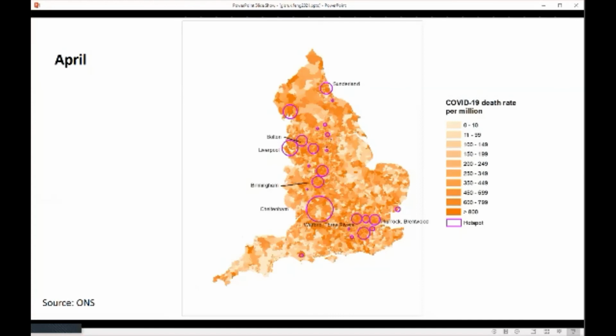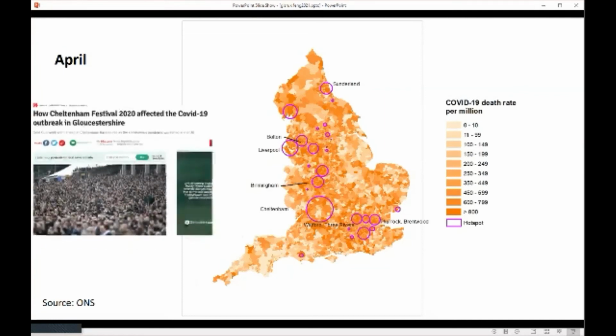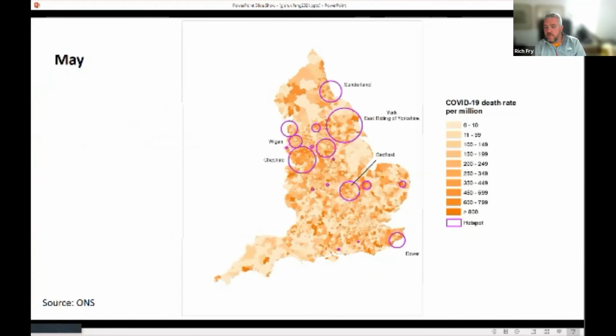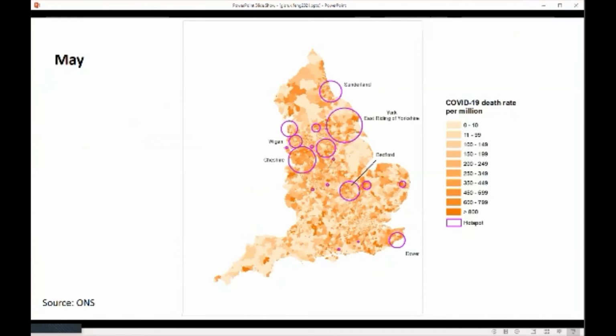And it's been well known there was a Cheltenham festival, I think in March 2020, that may have affected the COVID-19 outbreak in local areas. In May, the pandemic was starting to decline. You can see some particular northwest and some northeast hotspots still exist.